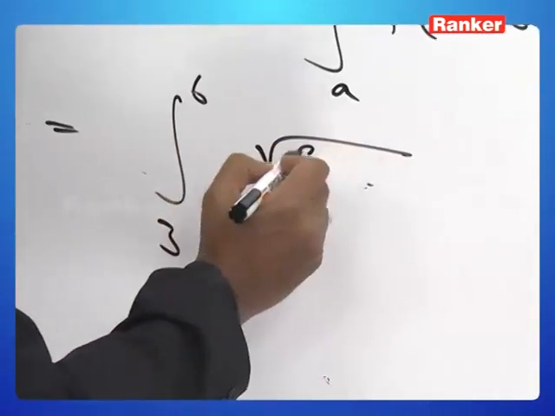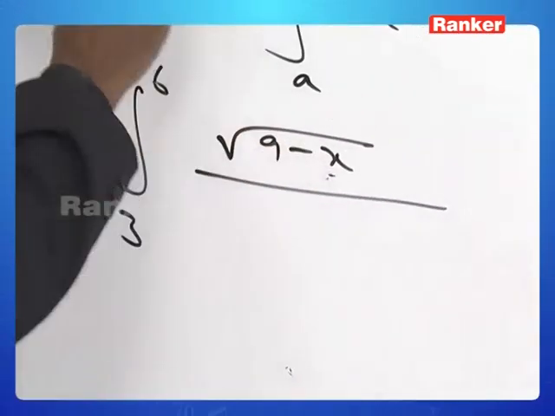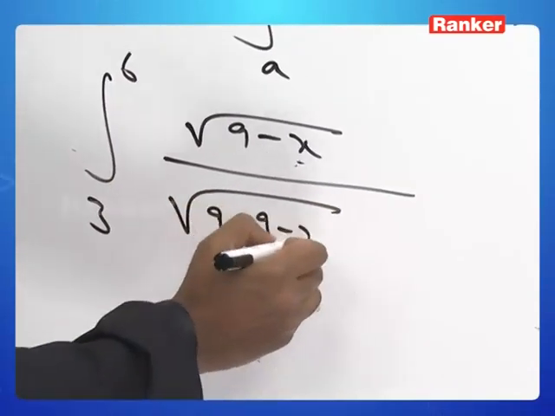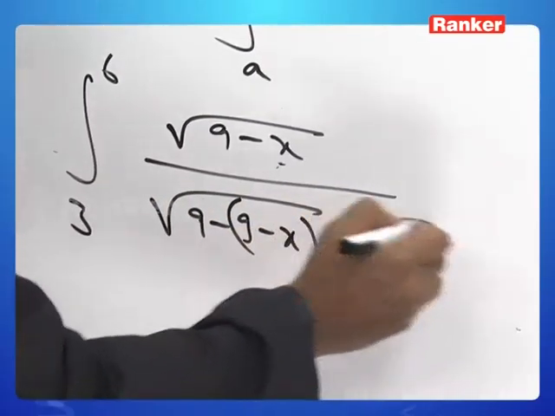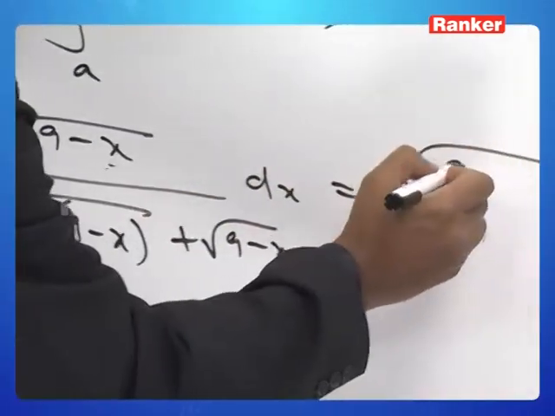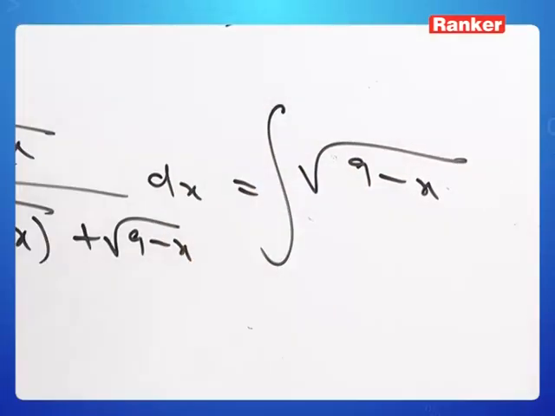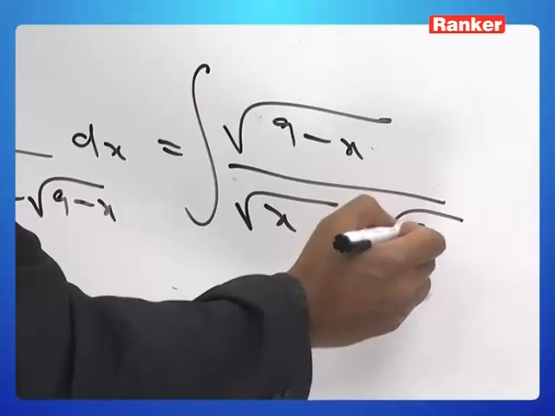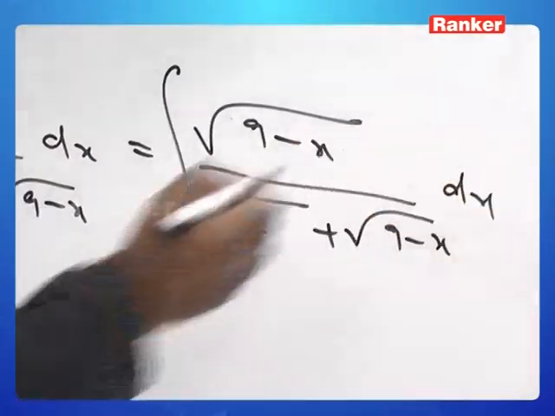So, what do we get? Root over 9 minus x here, 9 minus of 9 minus x, and plus root 9 minus x. So, clearly that turns out to be root over 9 minus x by root x plus root over 9 minus x dx.